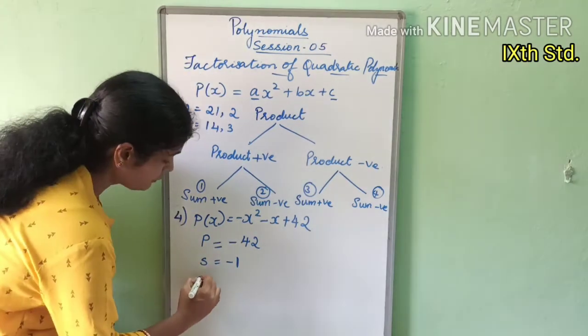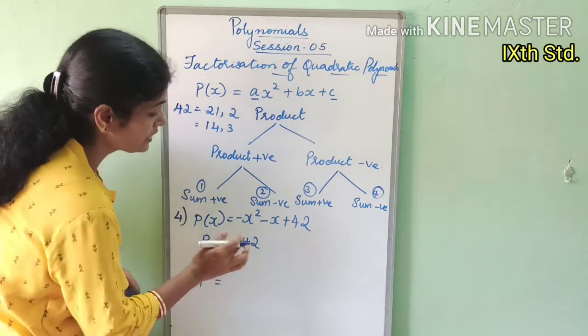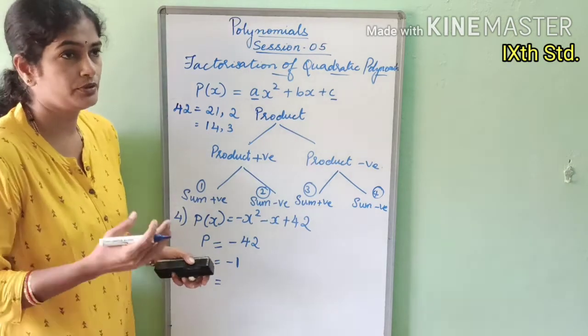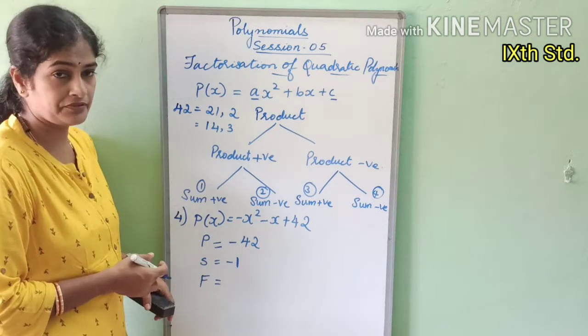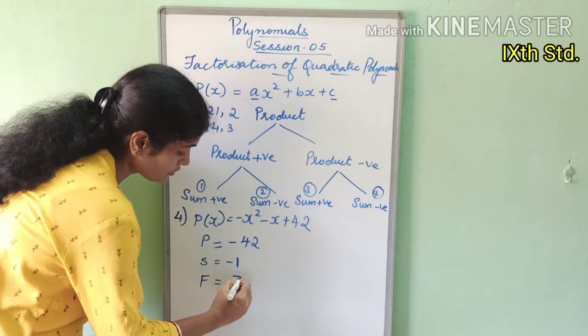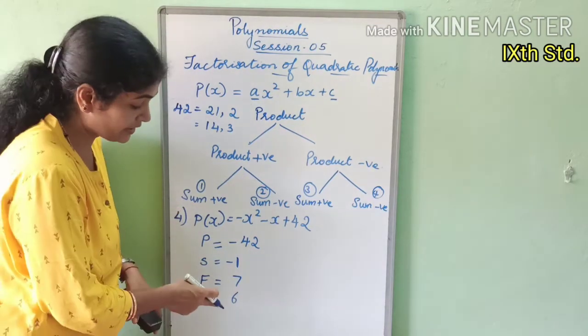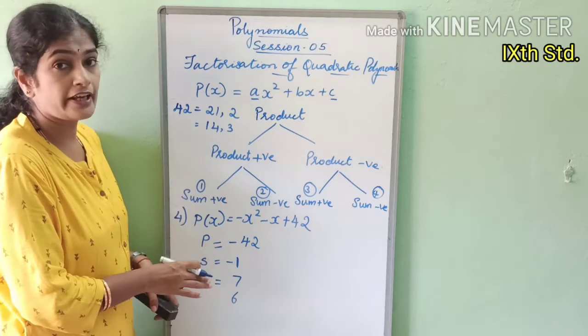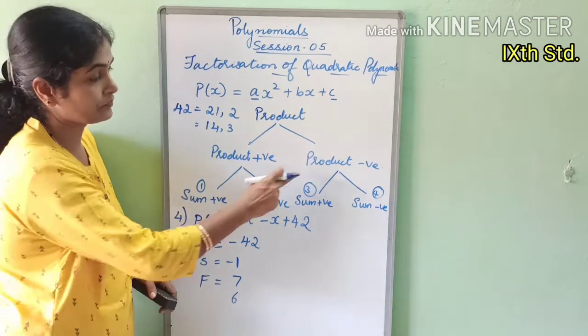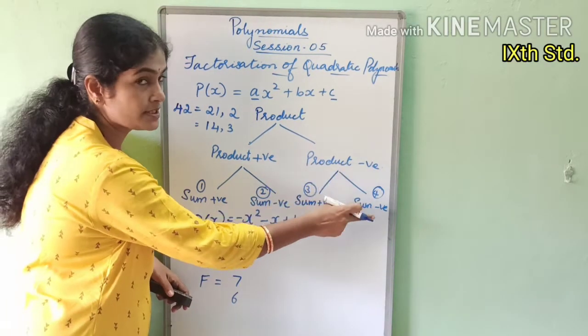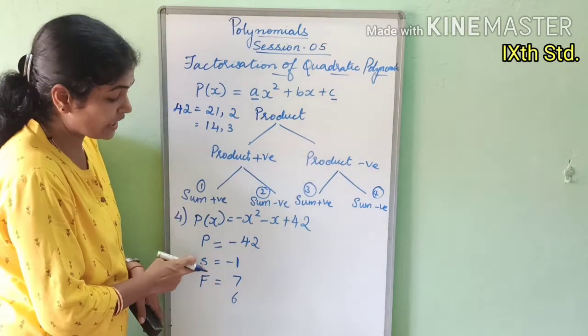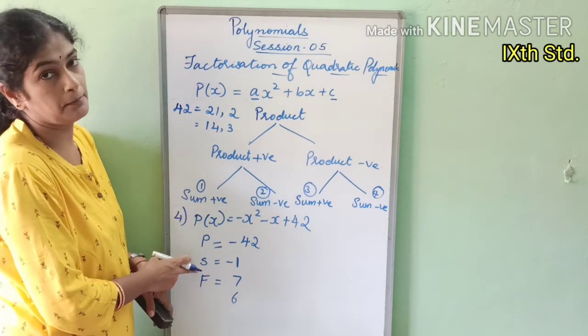Now, find the factors such that the product is 42. 6 into 7 will give you 42. So 7 and 6 are the factors. Now, look at the factors and see carefully how to assign the sign. Product is negative, sum is also negative. So, look at the sign of the sum.